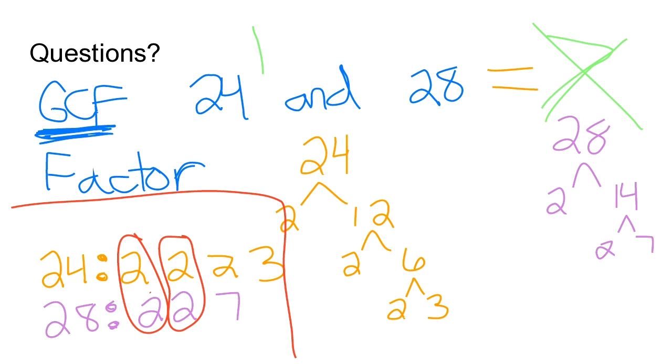If you'll notice in this red box down in the bottom, I listed all the factors of 24 and I listed all the factors of 28.